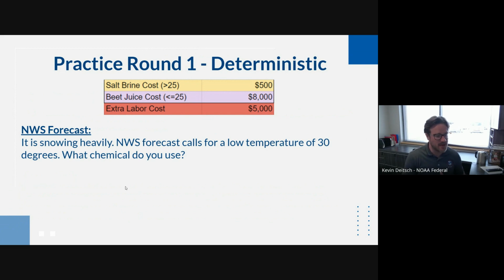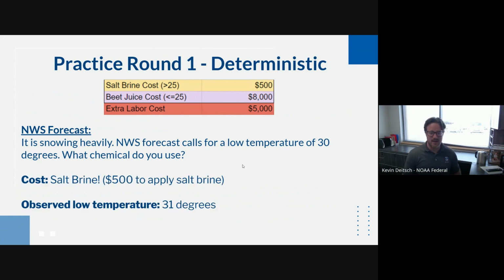Come on, I know you're awake. I saw a thumbs up. There we go. Salt, salt, salt. Fabulous. That's what I needed. Perfect. You use salt brine. The observed temperature low was 31. You made the right choice.